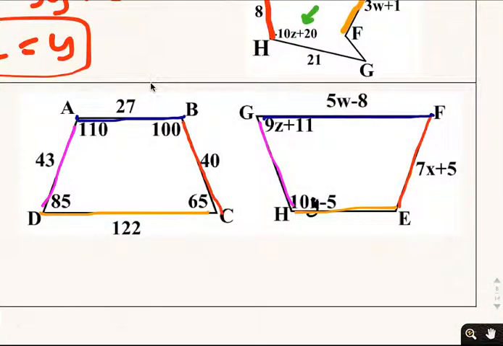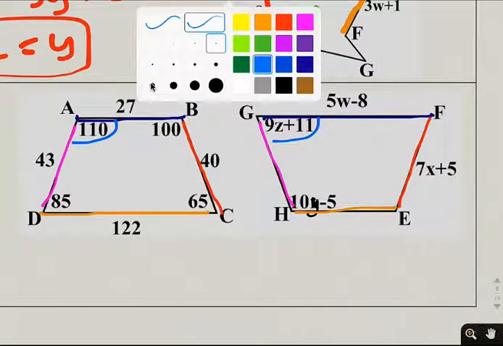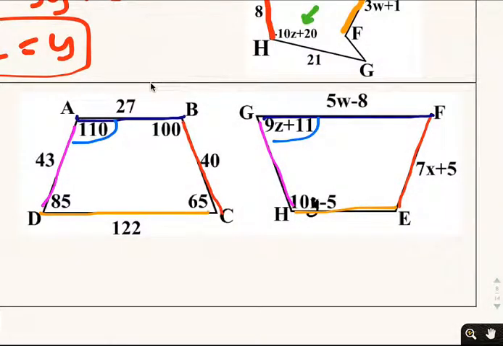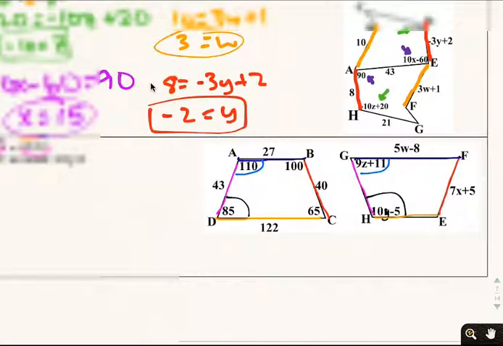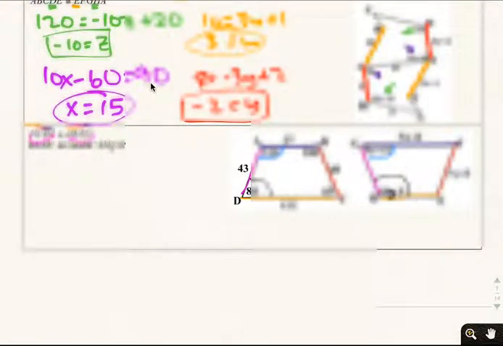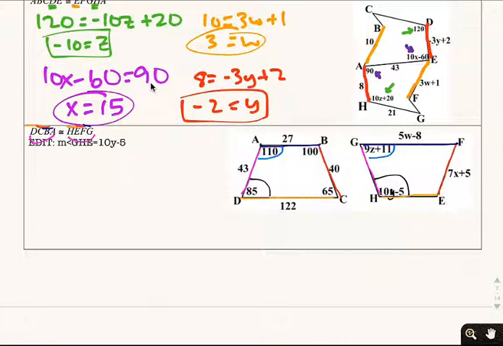So using our color coding, we can see these actually arranged the same way. So 110 should be the same as 9z plus 11. And this 10y minus 5 should be actually the same as 85. So now we have it all color-coded. Let's actually now do the work, and I'm going to kind of spread this out. So let's do the y first. So I have 10y minus 5 is the same as 85. So y is equal to 9.